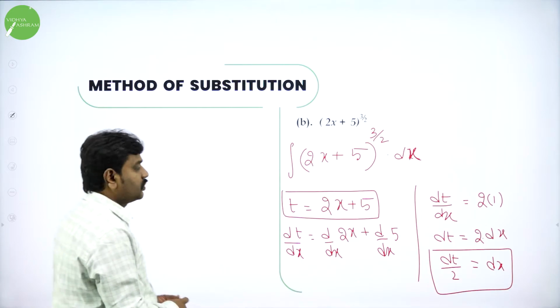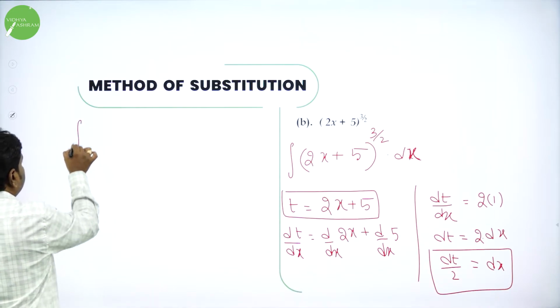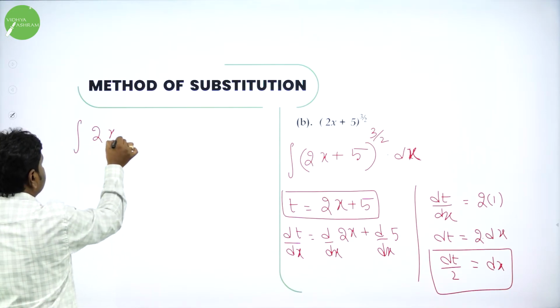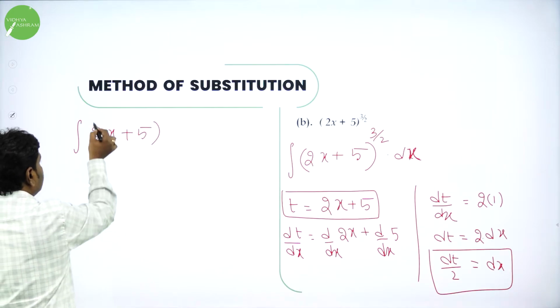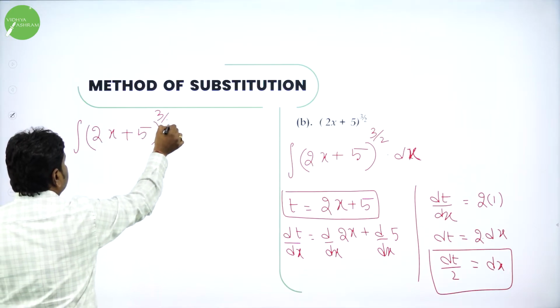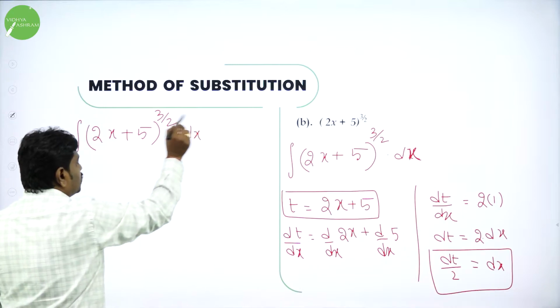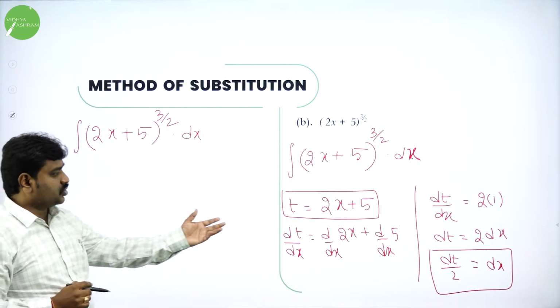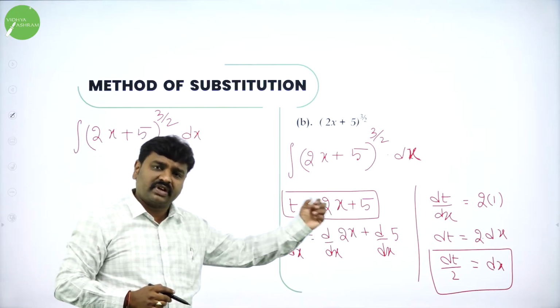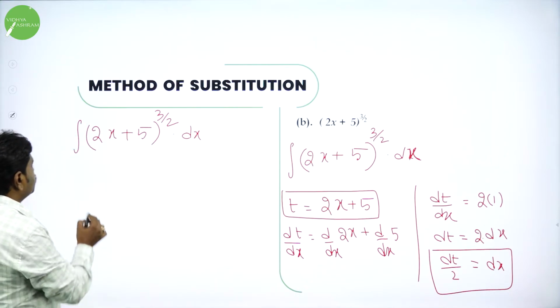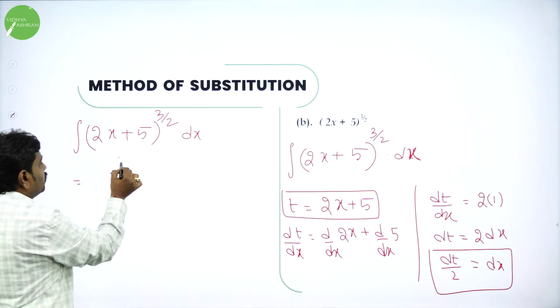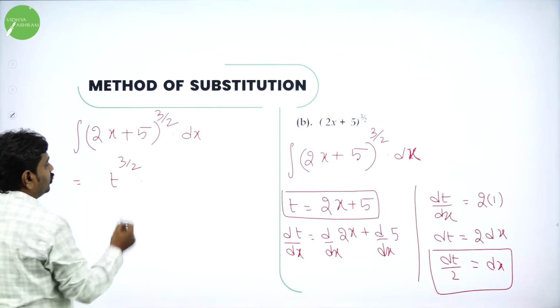Substitute these two. So the given problem: integration of (2x + 5) power 3/2 with respect to x, which means into dx. In order to integrate this, we do substitution. What is the substitution? In the place of 2x + 5, take t. Here I have 2x + 5, so I will take it as t, power 3/2 into dx.